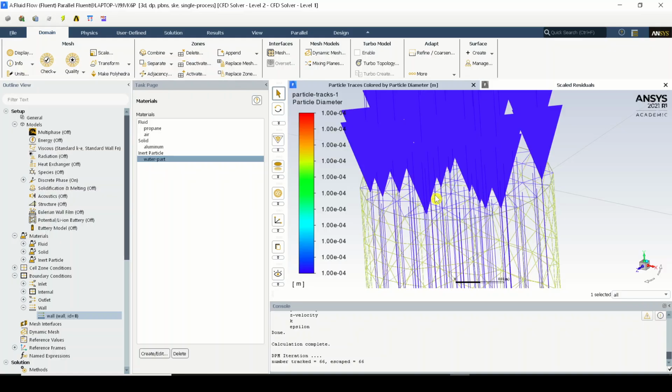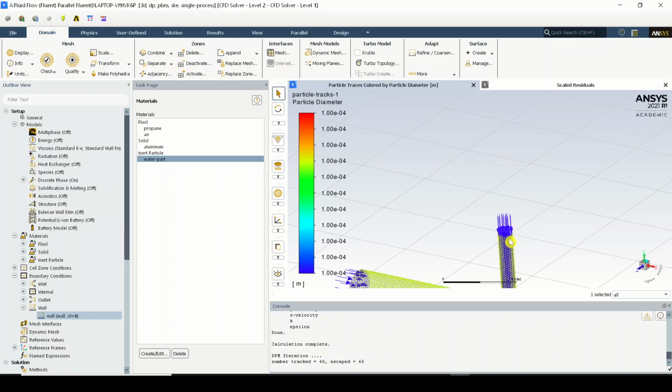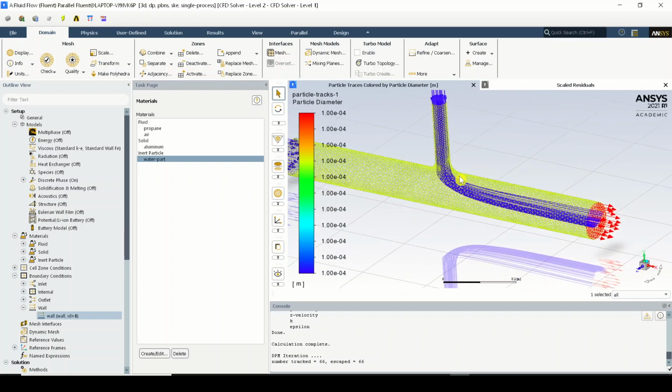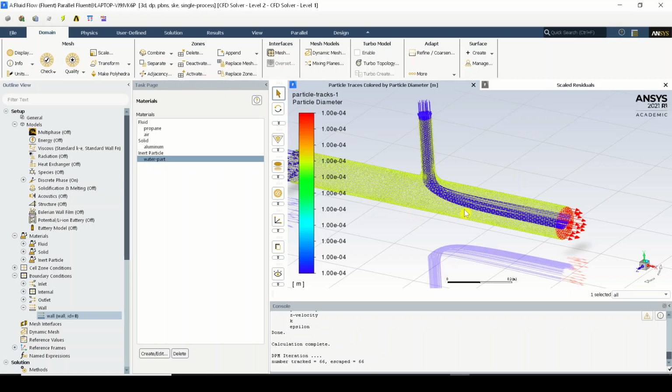Clear? So from each face, there is a droplet being injected into the domain. Okay, that is what the number represents. Now after the droplet is injected into the domain, the droplet will interact with the continuous flow field that we have, which is the propane gas flow field, and it will try to escape from the outlet, and that is the reason we have escaped equal to 66.